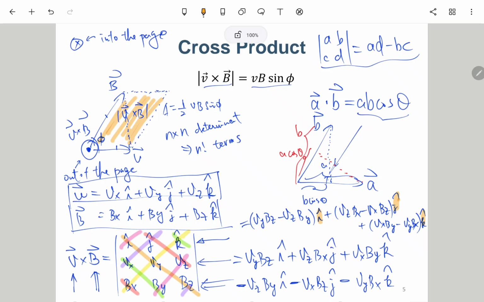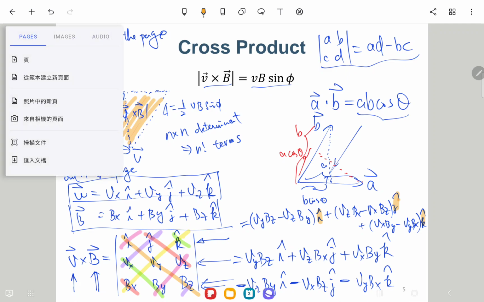Also, I need to mention a little bit more about how to calculate the cross product for the unit vector. So how to calculate the unit vector?